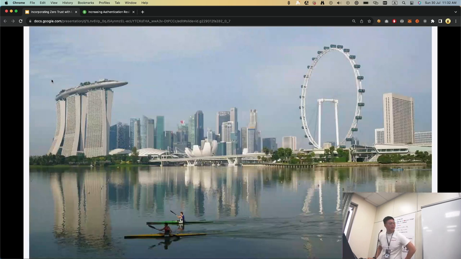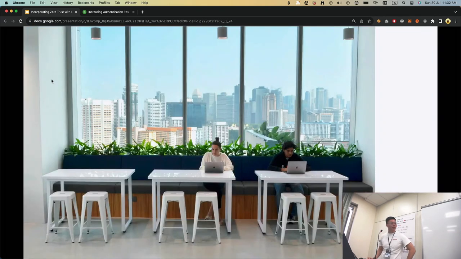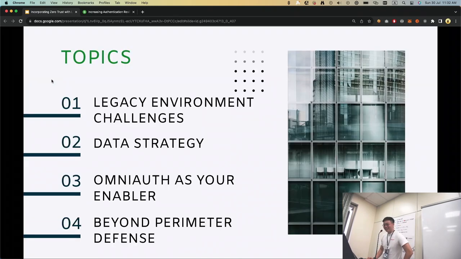So yeah, a little bit about myself first. From Singapore. This is a view of our office, so we got a pretty good view of the city as well.